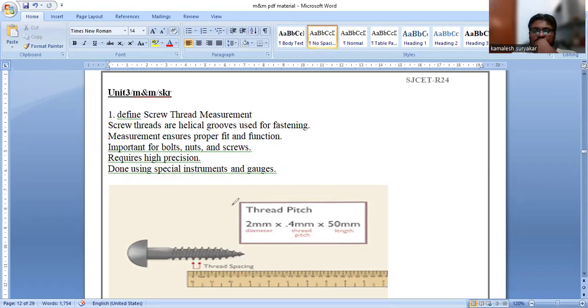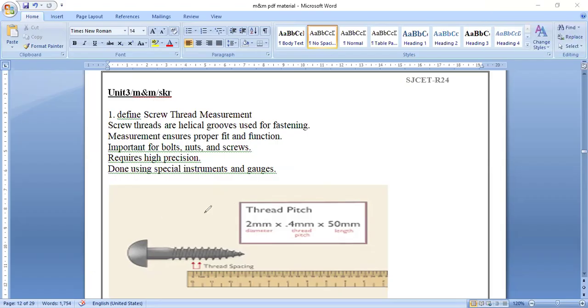So you can see this unit 3. The first question is: define screw thread measurement. So totally this unit is about screw thread measurements, how to measure the screws. Measuring the screws is very important here. In order to measure screws, let me take this screw thread measurement. Screws have threads, and those threads have to be measured.